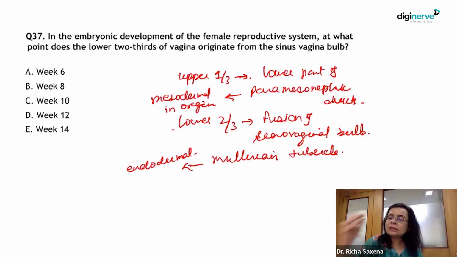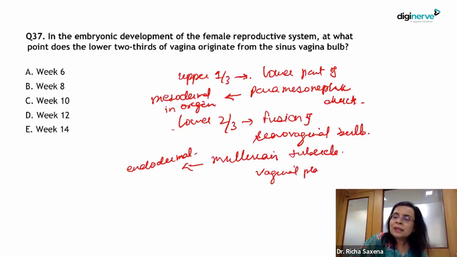And the lower two-third is the fusion of the sinovaginal bulbs, which form a vaginal plate. And later this plate gets canalized to form the vagina. And what is the time when the lower two-third of the vagina originates from the sinovaginal bulb? That is week 8. Because the sexual differentiation usually occurs by week 12.